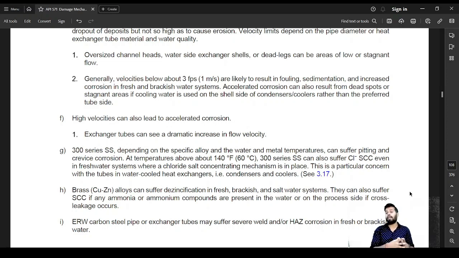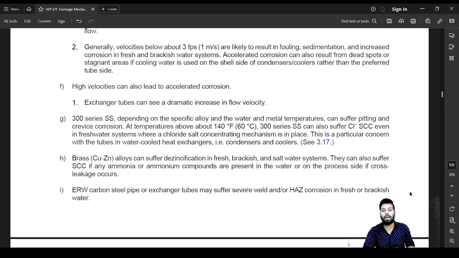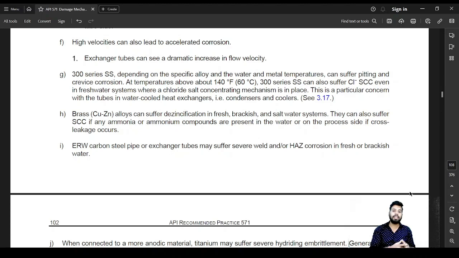Accelerated corrosion can also result from dead spots or stagnant areas if the cooling water is used on the shell side of the condenser coolers rather than the preferred tube side. High velocity can also lead to accelerated corrosion. Exchanger tubes can see a dramatic increase in the flow velocity.